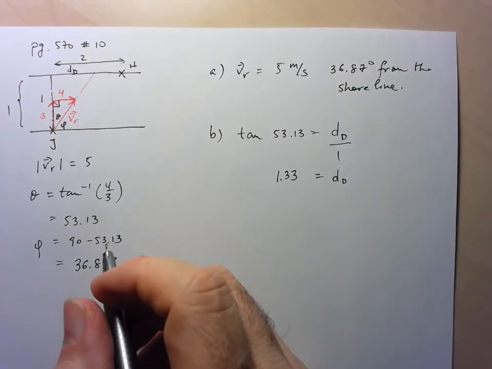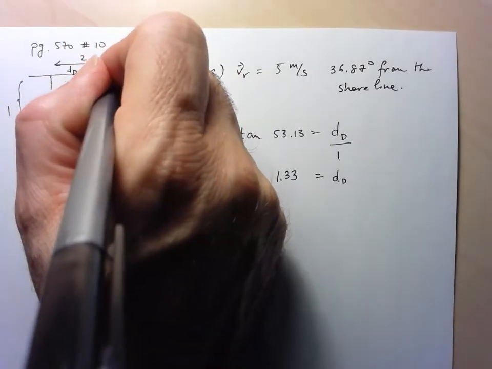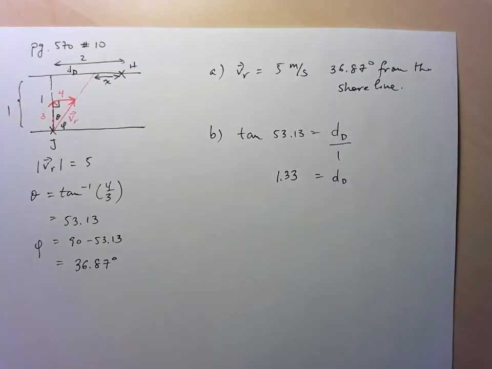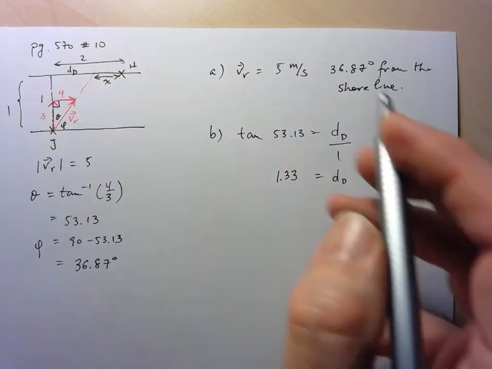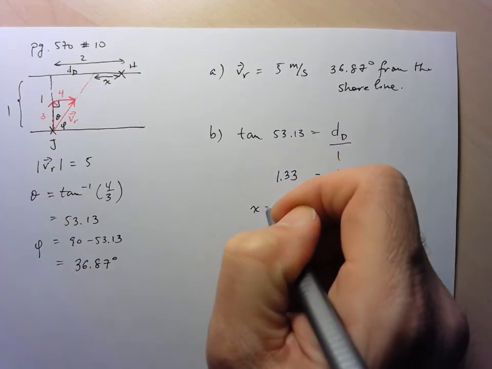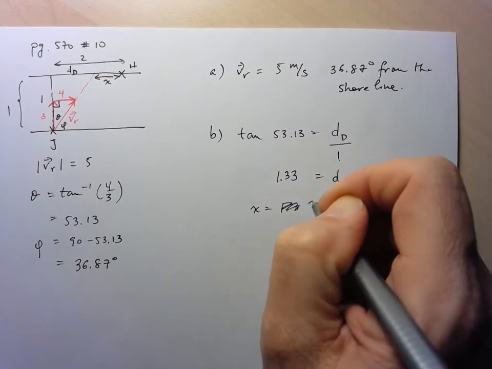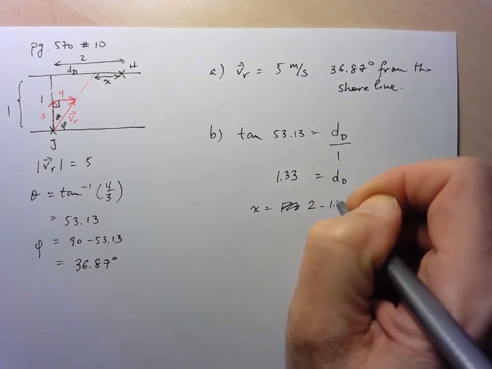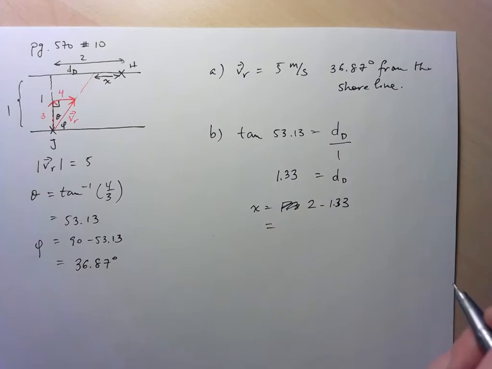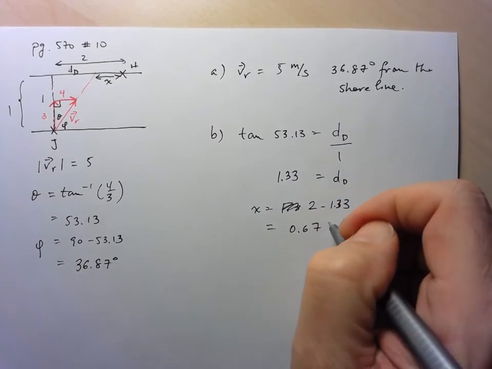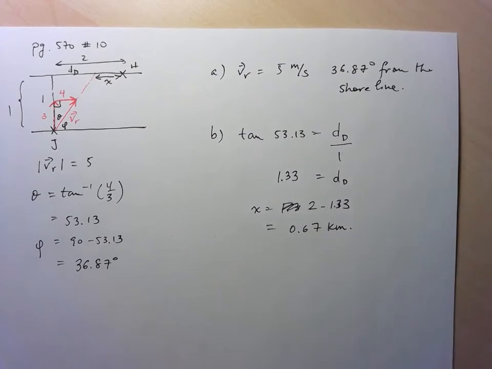But what they're looking for is actually this distance, which I'll call x, which is how far she's going to be from Helen's house. Okay, so since the total is 2, x is just going to be... oh, sorry, it's just going to be 2 minus 1.33. So that'll just be 0.67 kilometers.